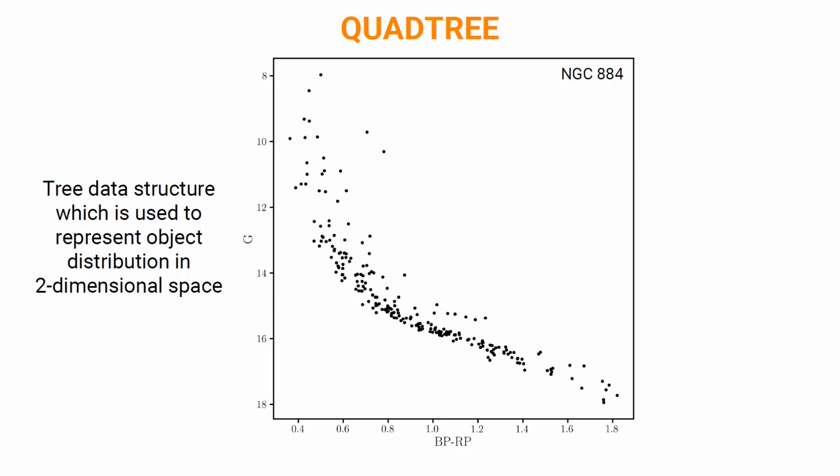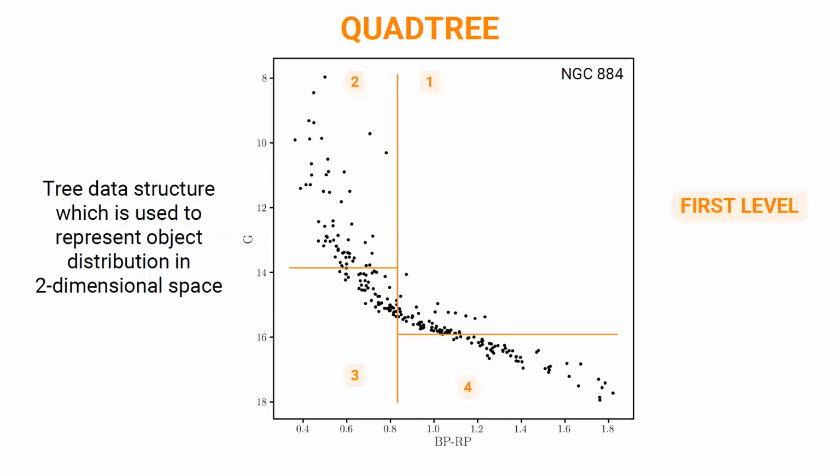So we use a quad tree to extract the information from the color magnitude diagram. The quad tree is basically a tree data structure that is used to represent things that are in 2D. So you start from a series of levels. In the first level, you just divide the space into 4 different quadrants, and in each quadrant, you want to have the same number of points.